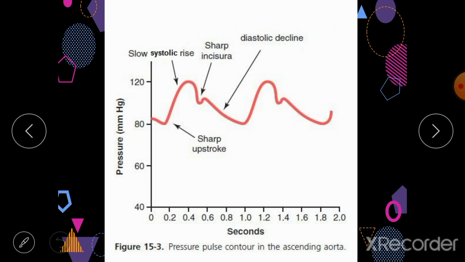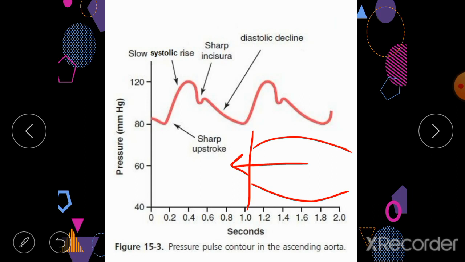But when you look at this graph, you will see that instead of gradually reducing back to 80 millimeter mercury, there is a sharp incisura or dicrotic notch within the aortic pressure. What causes the incisura? The incisura is caused due to the sudden closure of the aortic valve. When the aortic valve suddenly closes, the blood tries to rush back from the aorta into the ventricle.